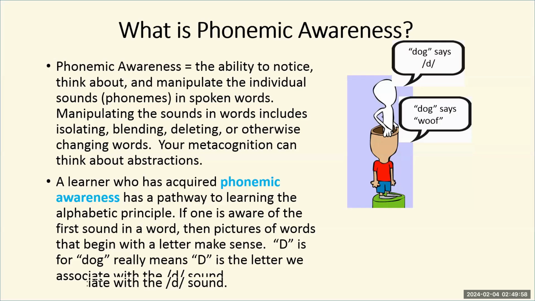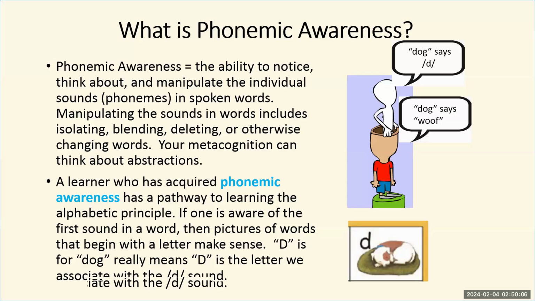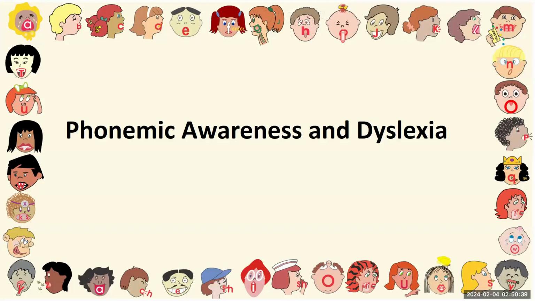And so all of the things that the teacher is talking about to help you understand the alphabet don't make any sense. And this relationship of D is to dog just confuses the child. Dogs don't look like a D, they don't bark, duh, and the print doesn't look like the dog. So what is phonemic awareness and its relationship to dyslexia?